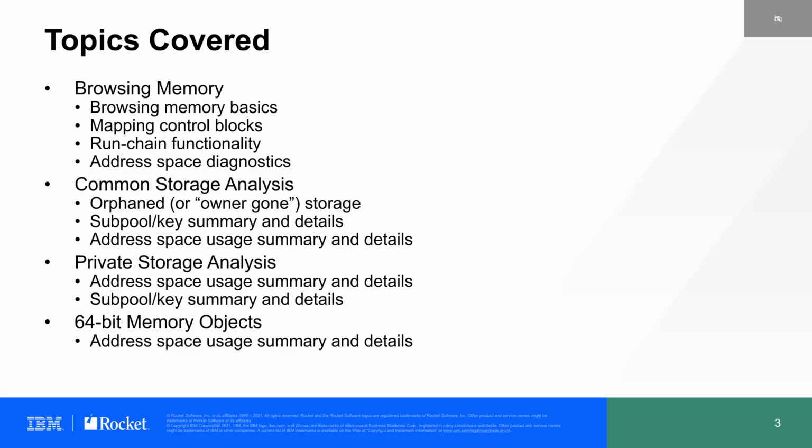various types of panels, including authorized common storage and summary displays by subpool and key, and also private storage analysis in the same sort of way. So we can look at private storage usage for a single address space and also summarize that by key and subpool as well. And a little bit of 64-bit at the end, just to show that we can have a look at that sort of memory as well.